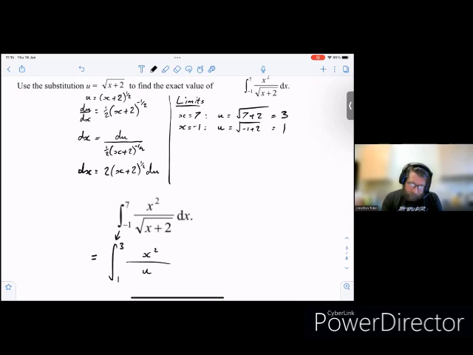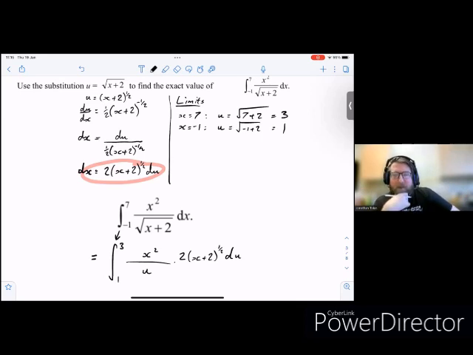And then we're multiplying that by our dx, which is all this, to x plus 2 to the half du. Okay, so we're not quite done, are we? We've substituted one of the expressions that have an x in, but we've got more.